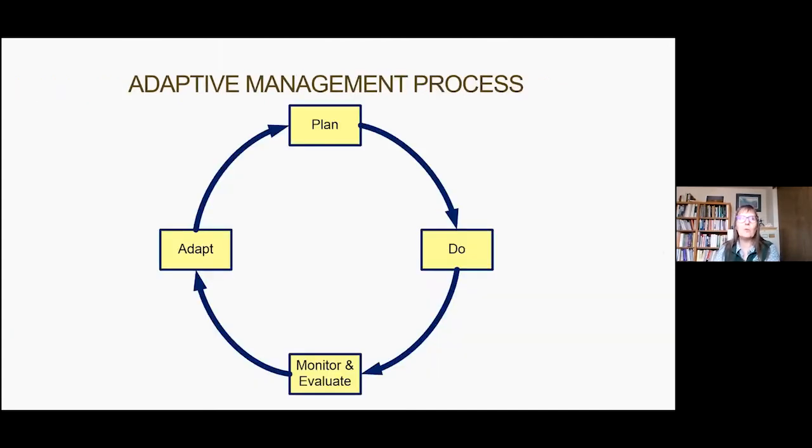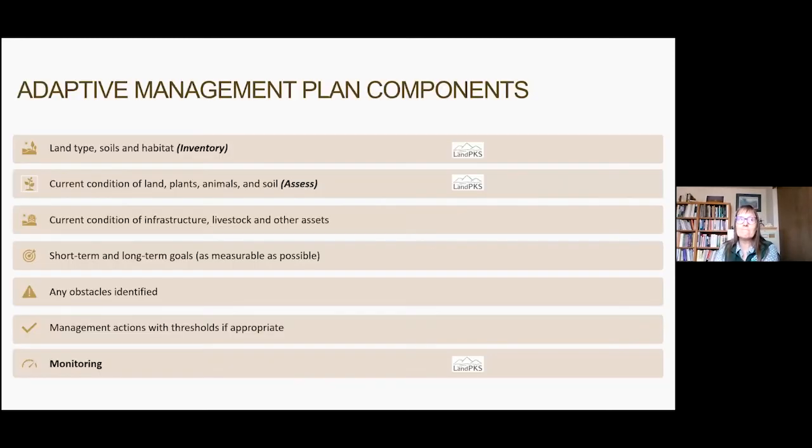This is just a very simple adaptive management process. First you plan, you set those goals, you start to think about what actions you're going to take. Then you go out there and take those actions, you do that work. You want to monitor and evaluate and then adapt. And this is how LandPKS fits into that process.